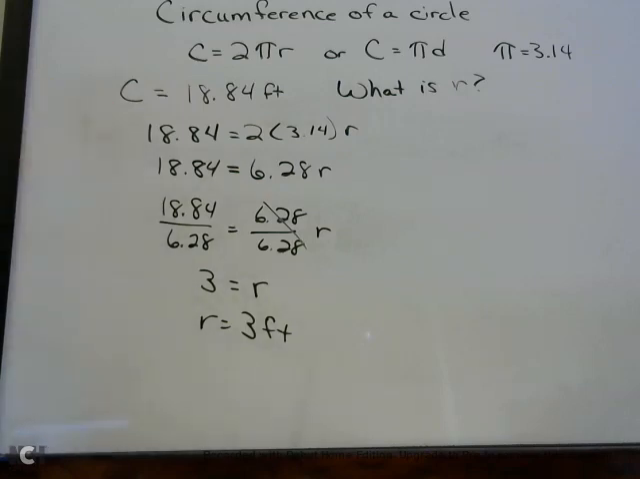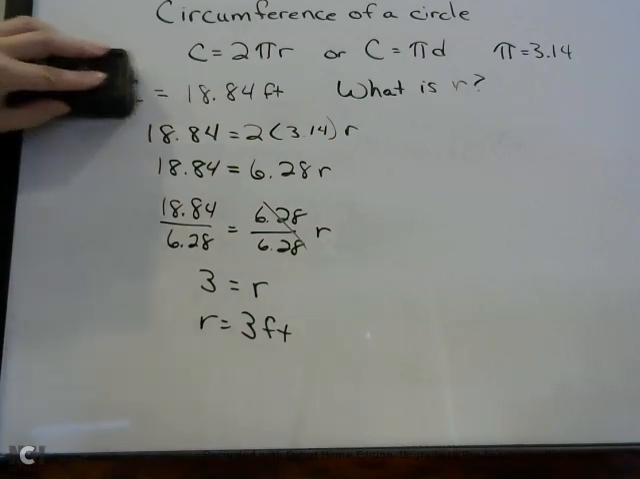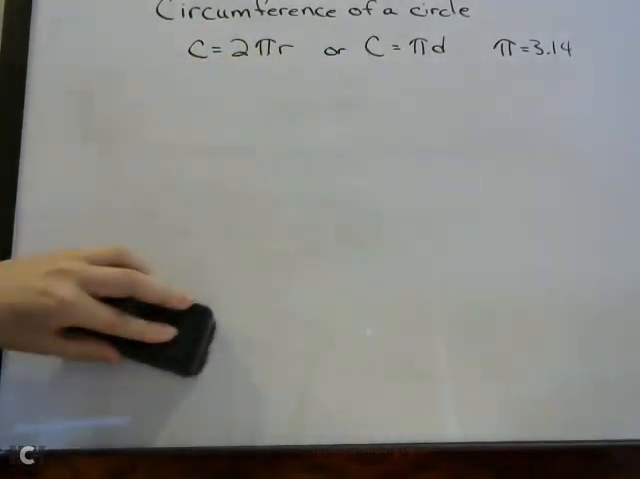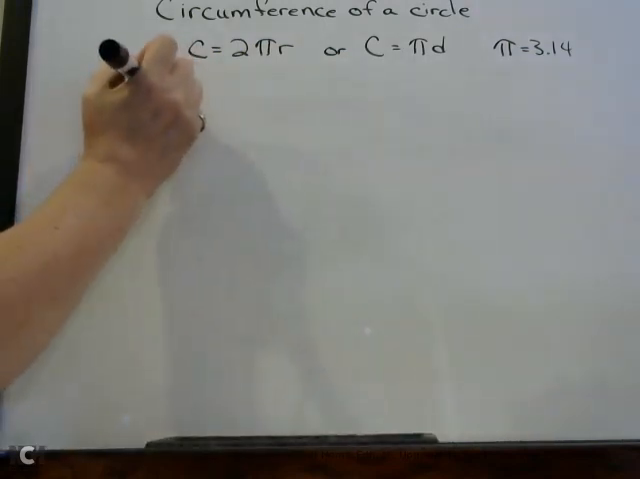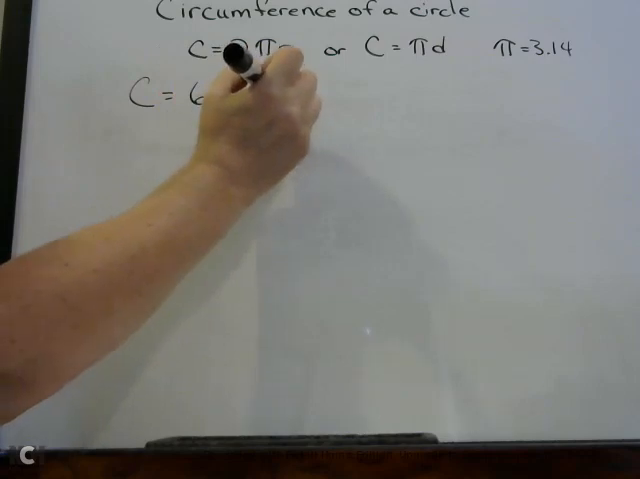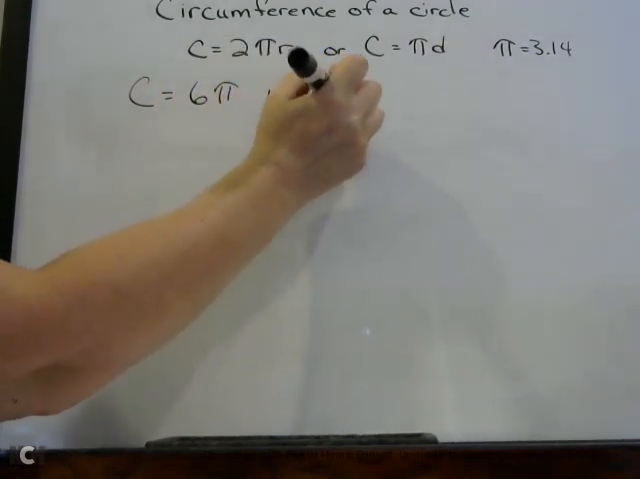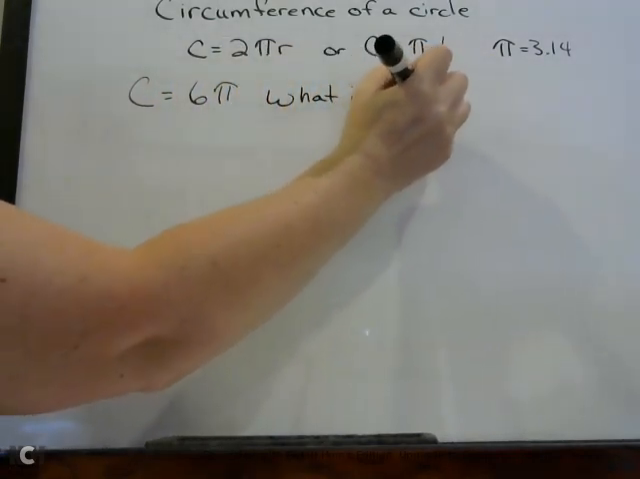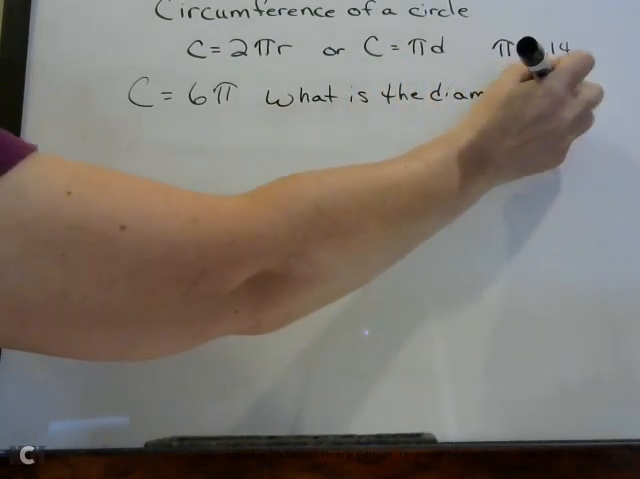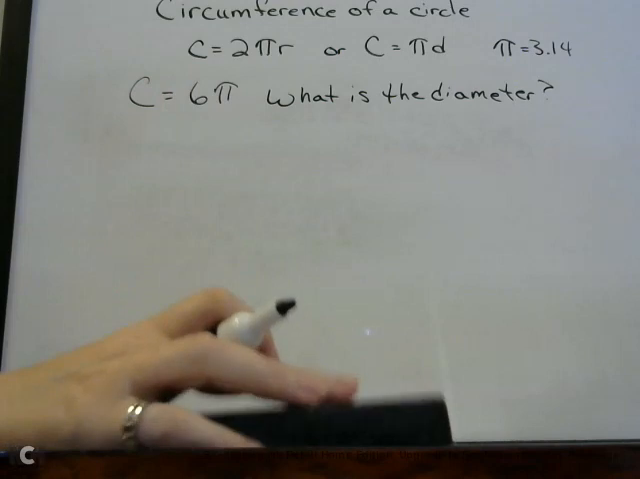One thing that I don't want you to get thrown by is if they leave things in terms of pi. And so if they give you a problem and they say circumference equals 6 pi, what is the diameter? Don't get thrown off by that just because they've left that symbol there.